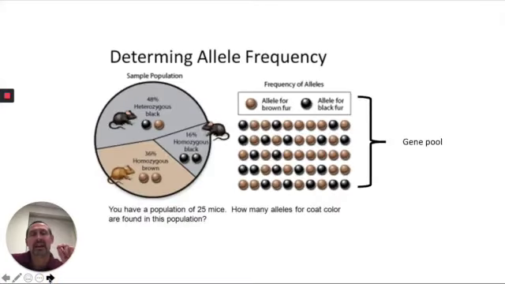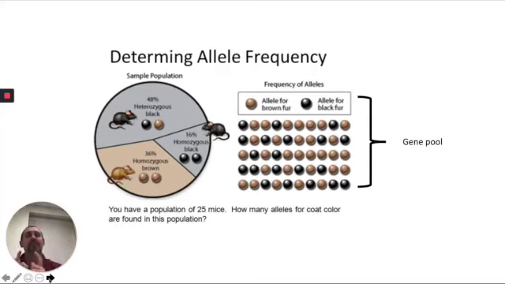Allele frequency has to do with the frequency of a certain trait. So sometimes a gene can take one of two forms. In this case, it could take the black form or the brown form. So if the mouse has two of those alleles, like two black, it's going to have black fur. If it has two brown, it's going to have brown fur. If it has one of each, it's the dominant trait that's going to show up, in this case, the black one.